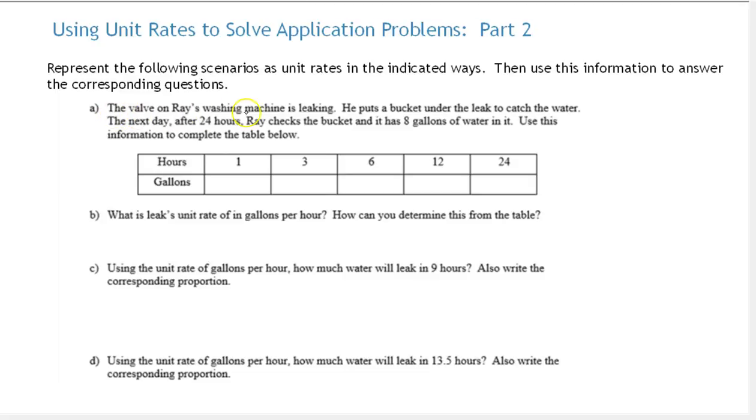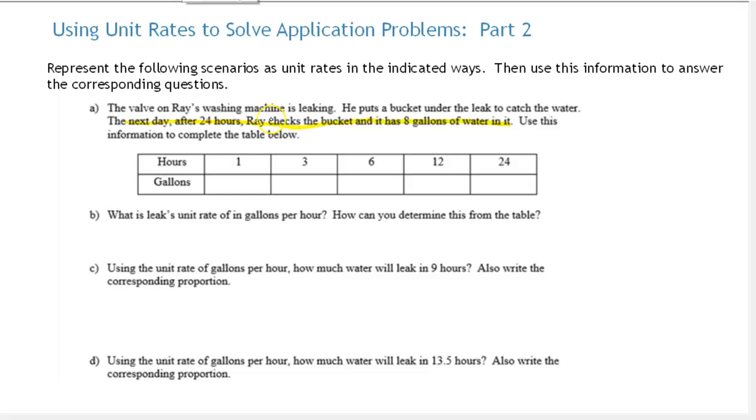The valve on Ray's washing machine is leaking. He puts a bucket under the leak to catch the water. The next day, after 24 hours, Ray checks the bucket and it has 8 gallons of water in it. Use this information to complete the table below. Okay.